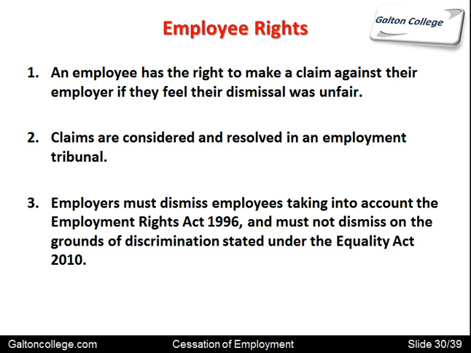Employers must dismiss employees taking into account the Employment Rights Act of 1996. This is a UK act which gives workers some rights. They must not be dismissed on the grounds of discrimination stated under the Equality Act of 2010. So people can't lose their jobs because of discrimination, because of prejudice. That's held to be wrong. So the employers must dismiss in accordance with the Employment Rights Act of 1996.